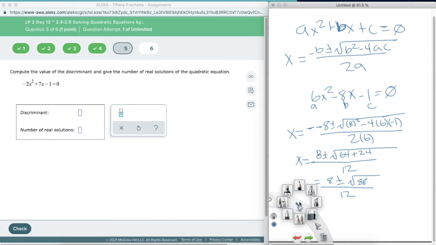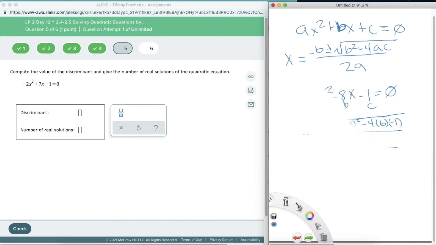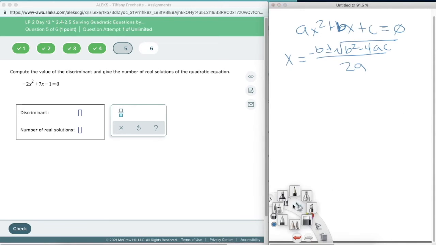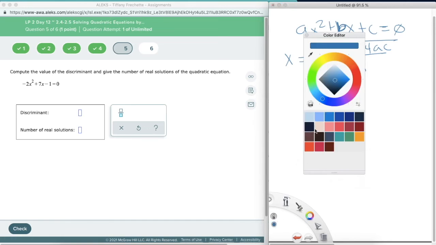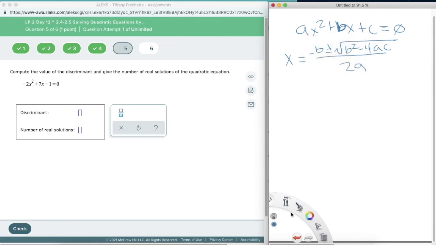Okay, so now we want to look very specifically at a part of the quadratic formula, and I'm going to go ahead and switch over to red here. We're going to look at this piece under the square root sign. This is called the discriminant.